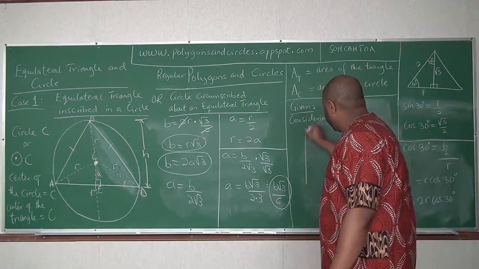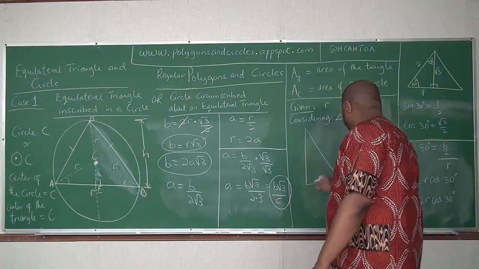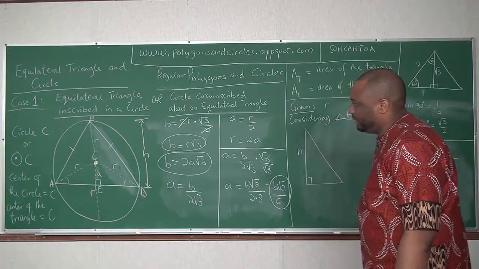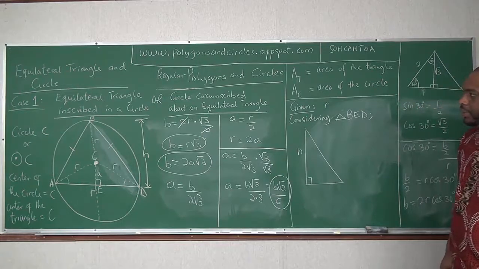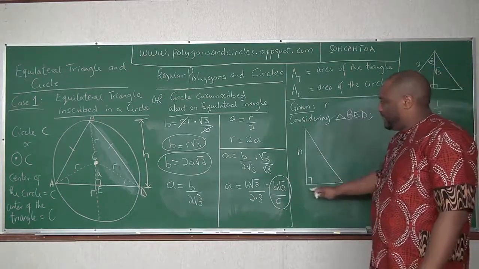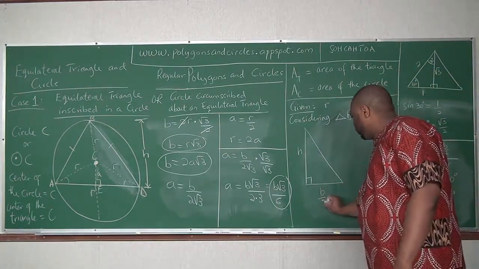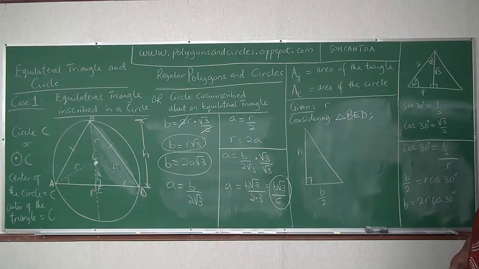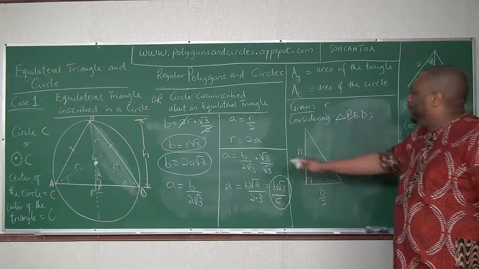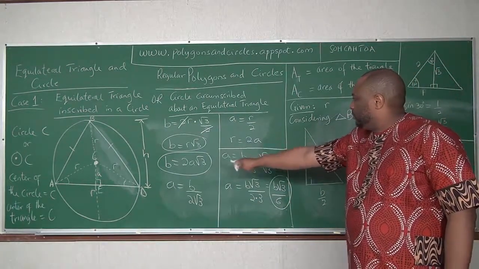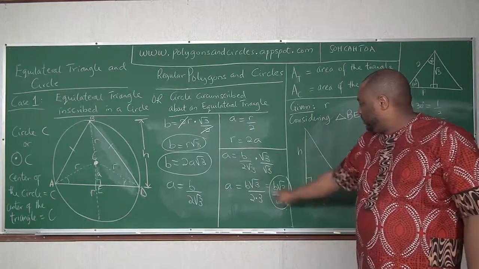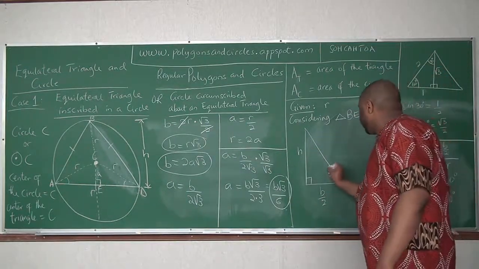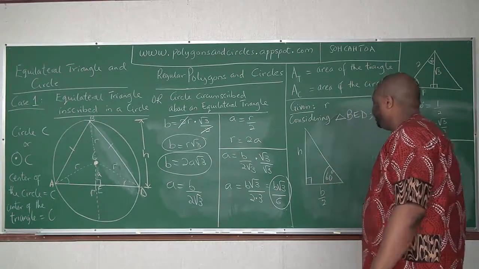We have a right triangle here. This is our perpendicular height. In this case, this is our perpendicular height. And this is half of the base, b over 2. Meanwhile, we already know that b is r root 3. We already know that. And this is 60 degrees.